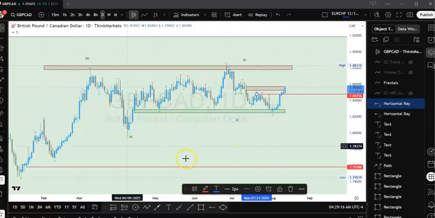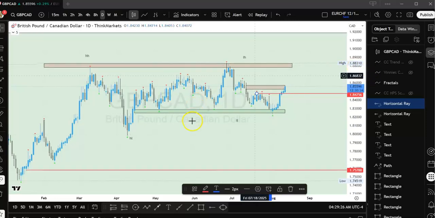Okay, we need to understand a couple of things. We need to understand market structure. It's really important because it'll give you an idea of what the direction is. You also need to learn how to mark off supply and demand zones, because if you don't know where those are, you pretty much are trading blind. You don't know where the floor is and you don't know where the ceiling is.